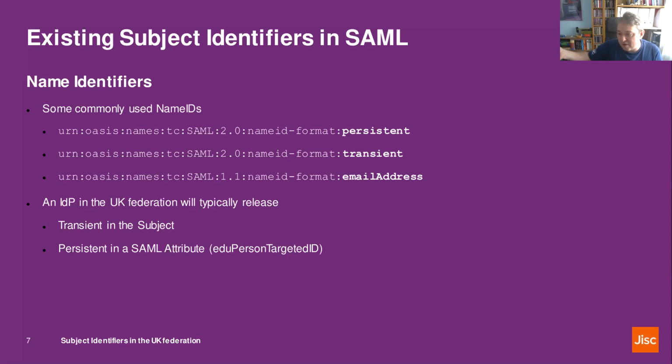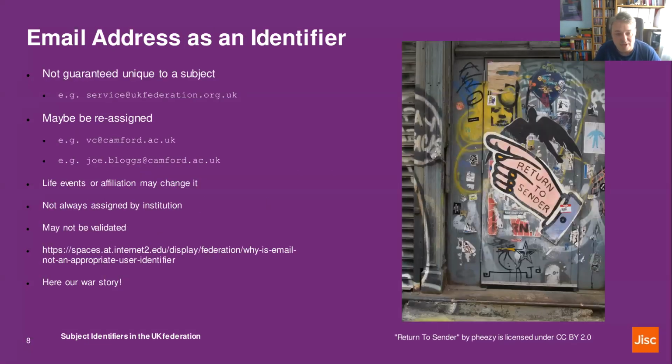But an IDP in the federation will typically release a transient identifier in the subject, which will change per session or whatever, and a persistent identifier in the SAML attribute, the eduPersonTargetedID. And of course, I've mentioned email address in this last one, so let's address the white elephant, which is email address as an identifier. Email address is not a great identifier.